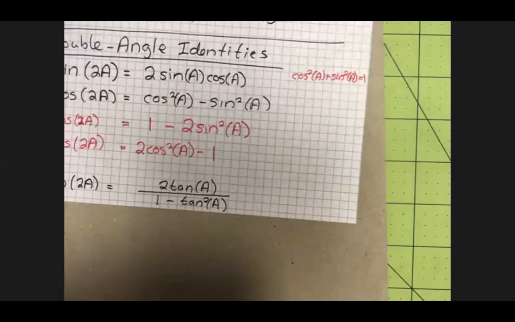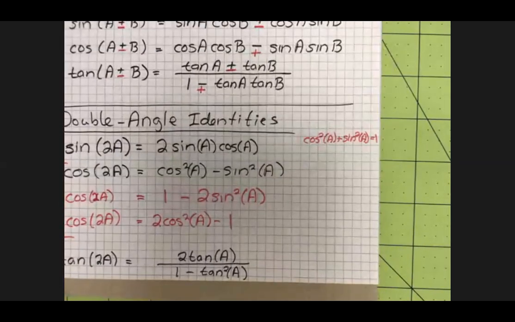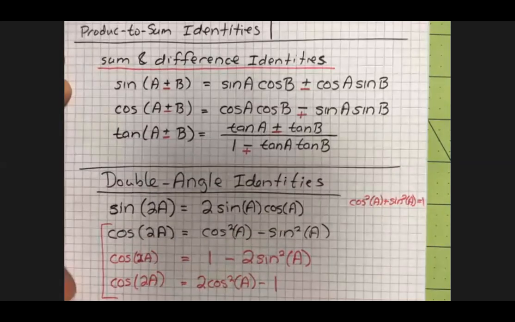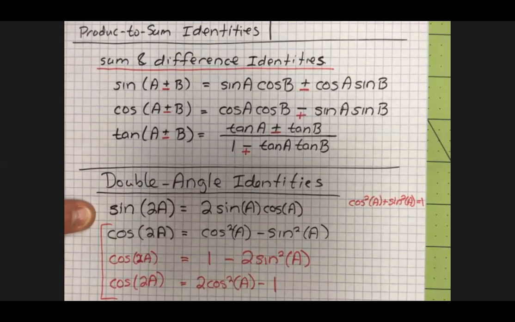Let's try the half angle formulas. Got too many pieces of paper on the desk. Okay. We went from the sum and difference identities to the double angle identities. Let me show you the half angle identities.